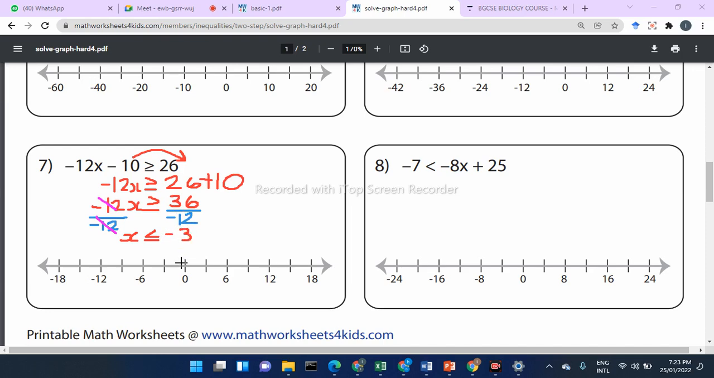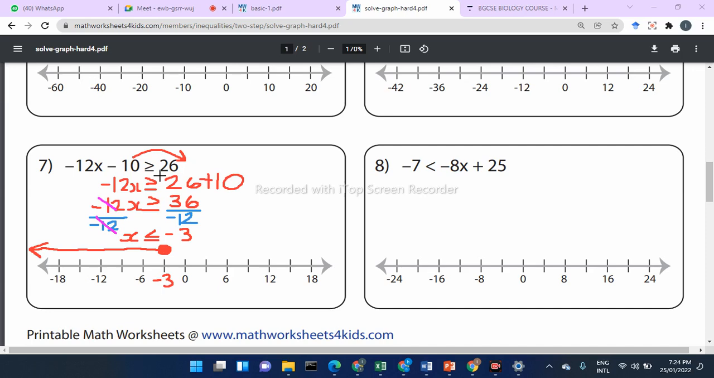Good. And so this is 0. This is negative 3 right here. So make that very clear on your graph. And then we are going to circle and shade. So x is less than or equal to negative 3. So we're going to go to the left or to the right? To the left. Very good, because we're getting lower and lower, smaller and smaller. Okay? That's how we operate with this one.